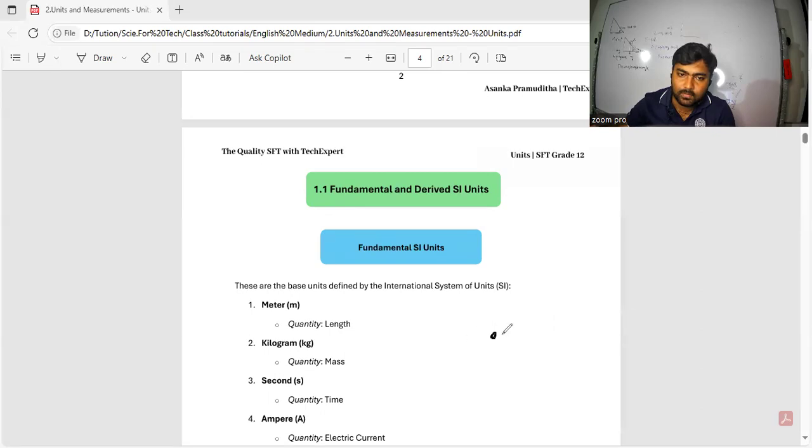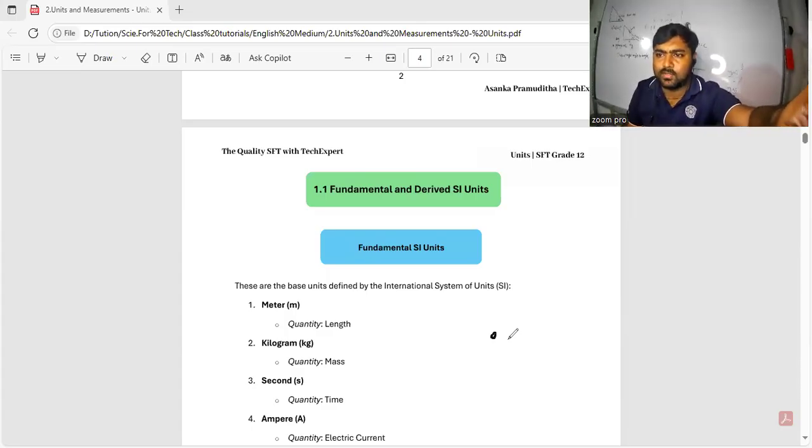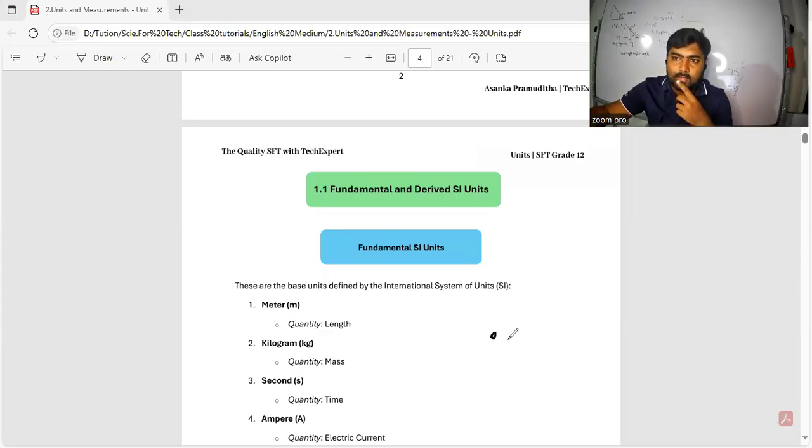Okay. Then write the next point. In the SI unit system, there are two kinds of units.